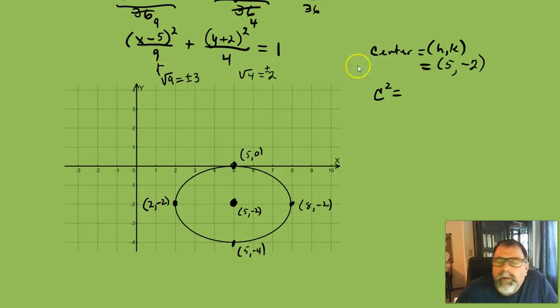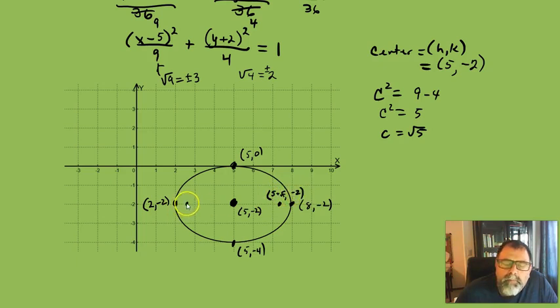foci, we go 9 minus 4 is 5. Square root of 5 is our C, so we do plus 5, which is again about 2.3. So we're adding it to the X coordinate, so it'll be 5 plus square root of 5, negative 2, and then it'll be 5 minus square root of 5, minus 2. Okay, and that's it.